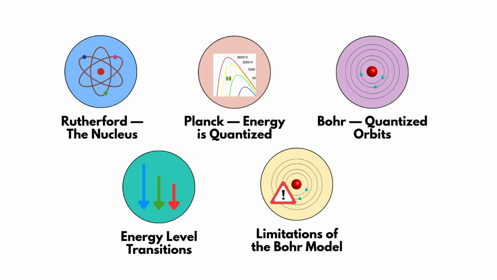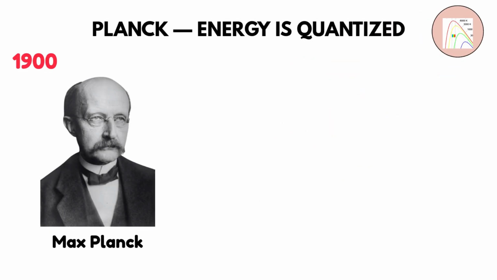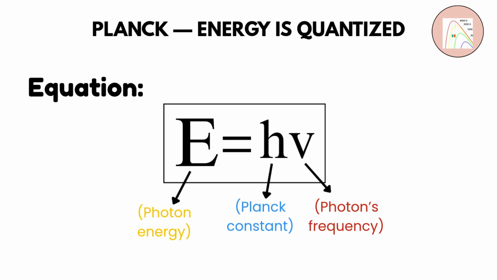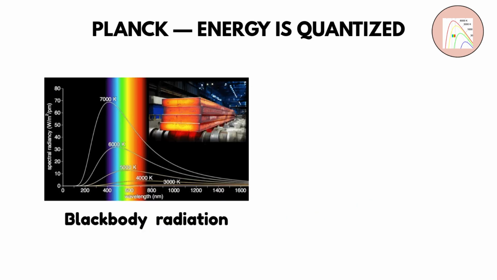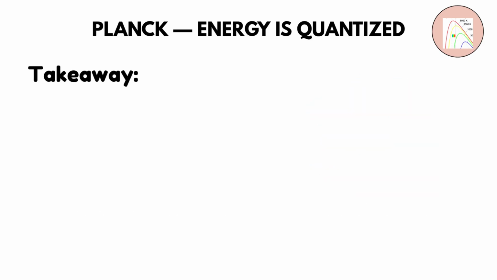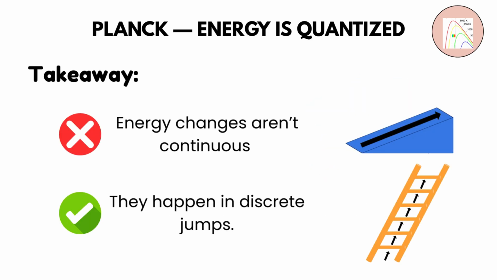Planck, energy is quantized. Max Planck, in 1900, introduced the idea that energy comes in packets called quanta. He gave us the equation E equals h nu, linking energy to frequency. This solved the problem of blackbody radiation and laid the foundation for quantum mechanics. The big takeaway for the MCAT: energy changes aren't continuous, they happen in discrete jumps.